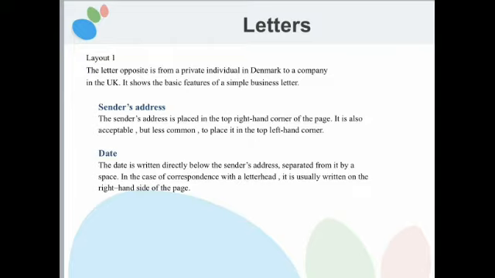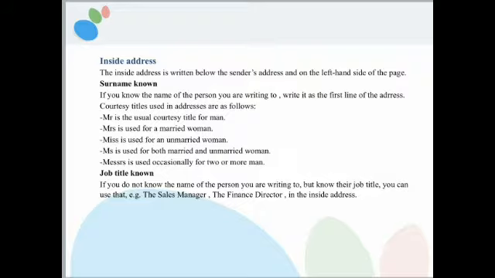Sender address. The sender address is placed in the top right-hand corner of the page. It is also acceptable but less common to place it in the top left-hand corner. Date. The date is written directly below the sender address, separated from it by a space. In the case of correspondence with a letterhead, it is usually written on the right-hand side of the page.